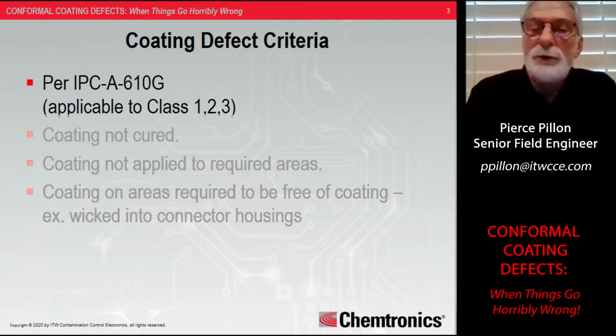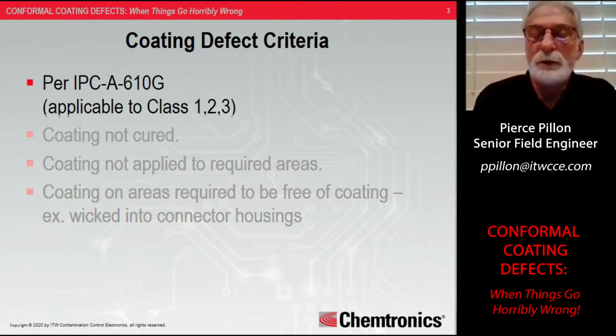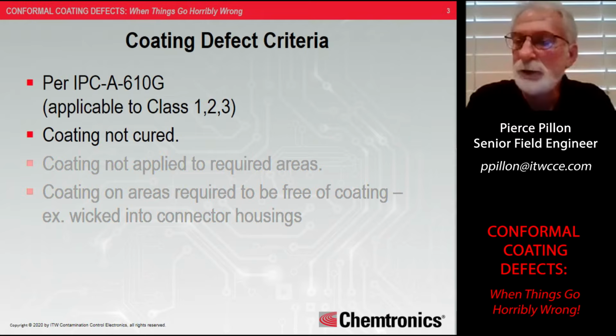As we said, we're using A610 as our source document for this. And these are the criteria that are spelled out in A610. Your criteria may be different, but in A610, this is the criteria that they use. If a coating is not cured, well, that's kind of common sense. If a coating is not cured, it's not functional. It's not providing the protection that you're putting it on there to provide.